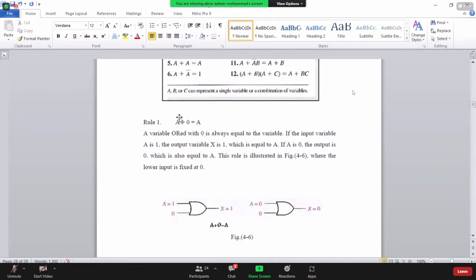The first rule is that A plus 0 is equal to A, which means that when a variable is ORed with 0, it is always equal to the variable. The input variable A is 1.